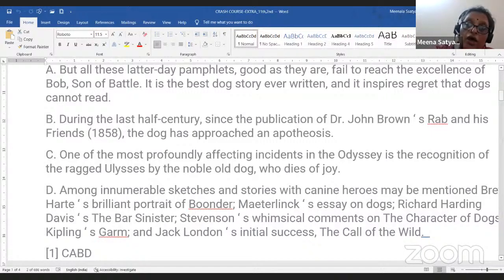So why is this the last? Because here there are various stories with the dog as the hero. But all these later day pamphlets, good as they are, fail to reach the excellence of Bob, Son of Battle. It's the best dog story ever written and inspires regret that canines cannot read. How sad the dogs cannot read, because this is the best story ever written among all this. Therefore, C is the first, B is the second, D is the third, and the last one is A. So you may take a little time, doesn't matter, but this is how you arrange.